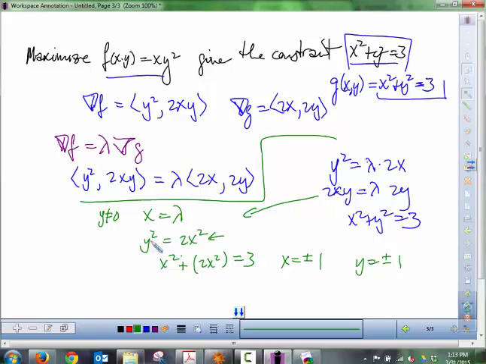x squared plus y squared does not equal 3. Oh, yeah, that's square root of 2. Yeah. Thanks, Pat. What is it again? Square root of 2? There, is that better?